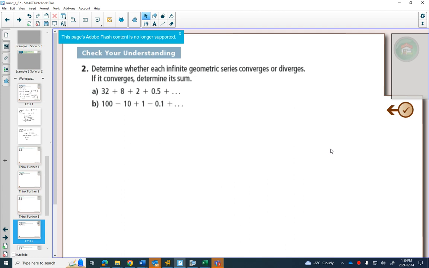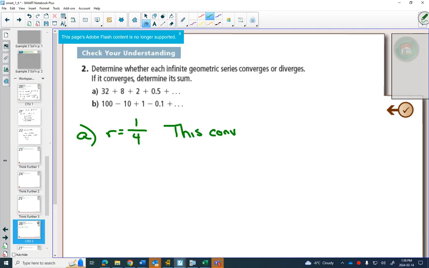So here's our first question. For these, we have to figure out what our r value is. And if it works, we're going to find the sum. Can you see in the first one that you're dividing each number by 4? Dividing by 4 is the same as multiplying by a quarter. So this one will converge.